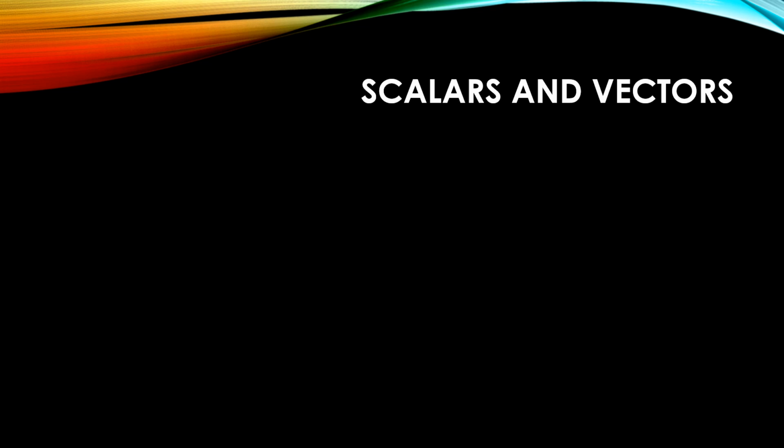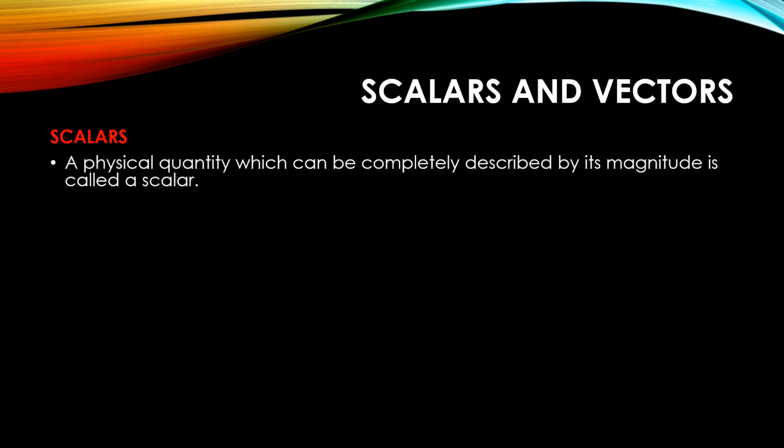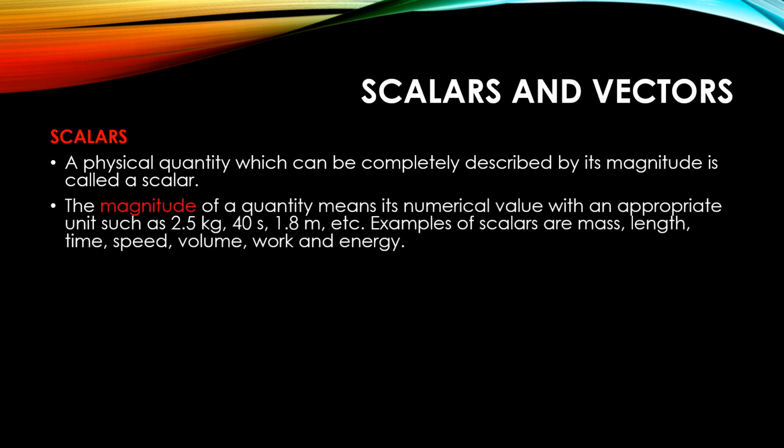The next topic we are going to discuss is scalars and vectors. First of all, scalars. A physical quantity which can be completely described by its magnitude is called a scalar. The magnitude of a quantity means its numerical value with an appropriate unit, such as 2.5 kg, 40 seconds, 1.8 meters, etc. The examples of scalars are mass, length, time, speed, volume, work, and energy.